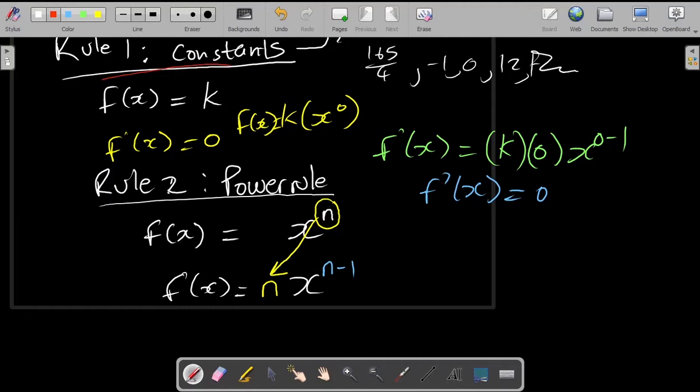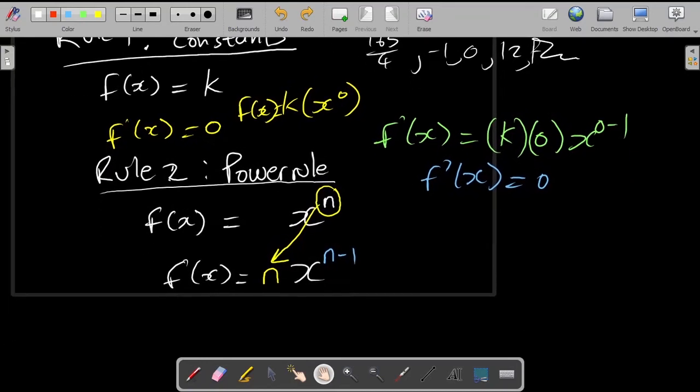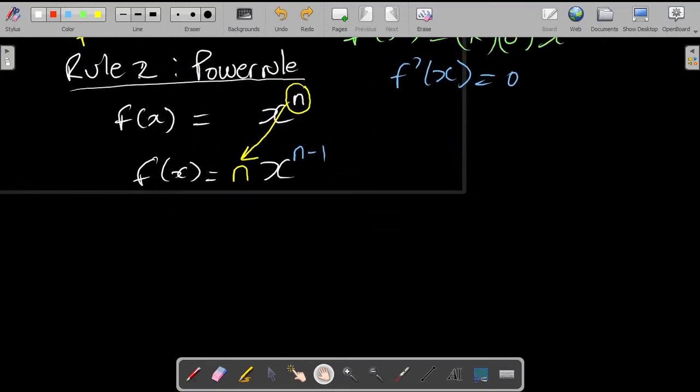Whenever you have a constant and you want to find the derivative of that constant, it's basically 0. So that is as far as I will go with regards to rules 1 and 2. Now an example of rule 2. So let's just do an example of rule 2.